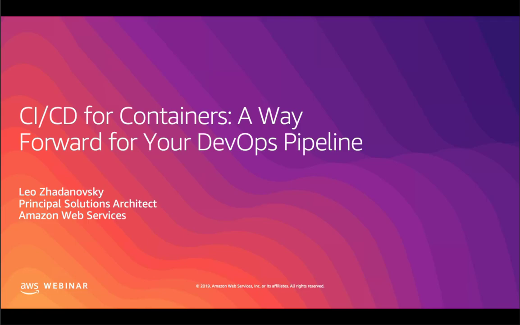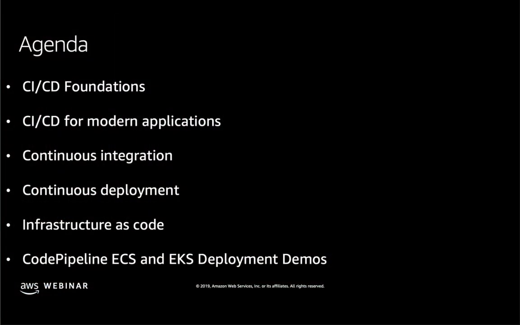And today we're going to talk about CI/CD as it relates to EKS and ECS. We'll first cover some foundational stuff as it comes to CI/CD. Then we'll talk about how CI/CD works for modern applications and how we define modern applications. And then we'll dive deeper into continuous integration and continuous deployment, and also how to do CI/CD when you're doing infrastructure as code. And then lastly, we'll do some demos with CodePipeline deploying to both ECS and EKS.